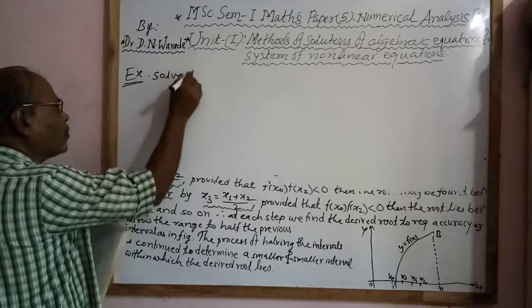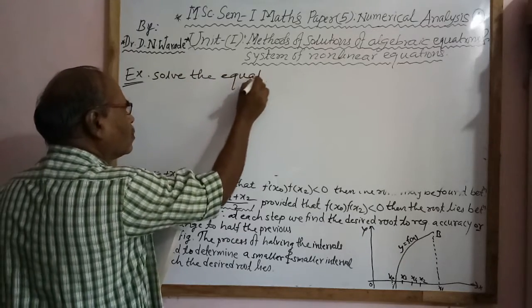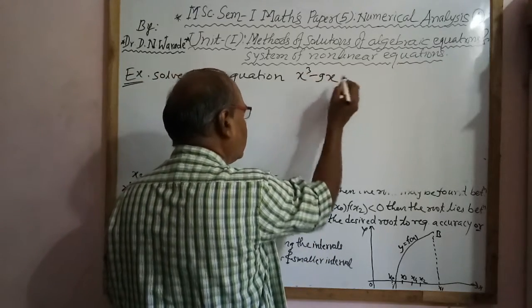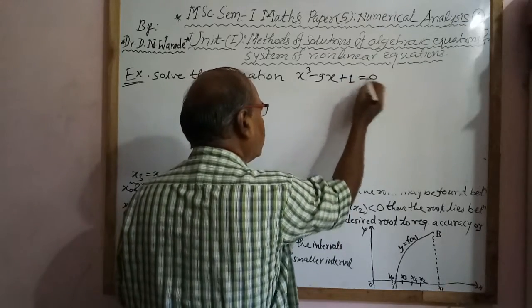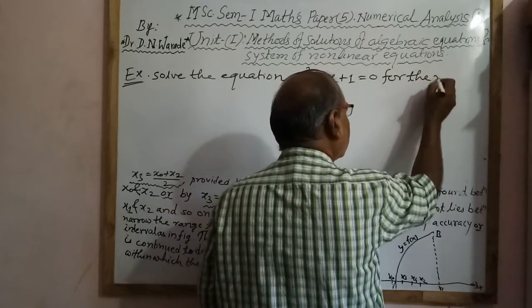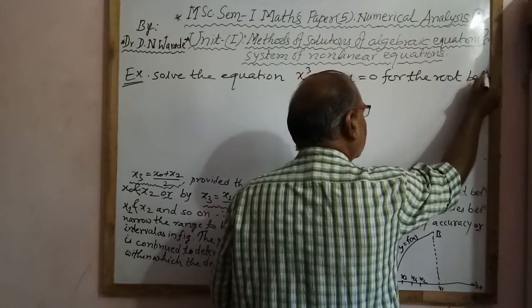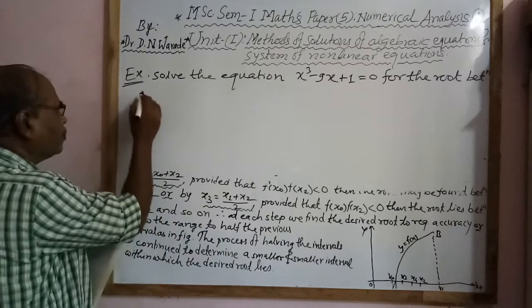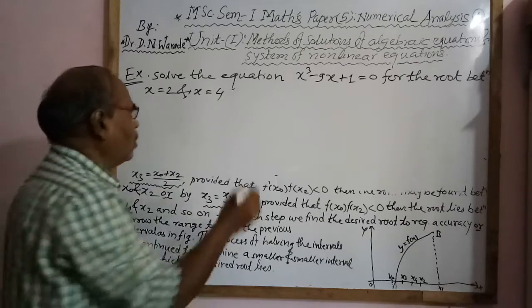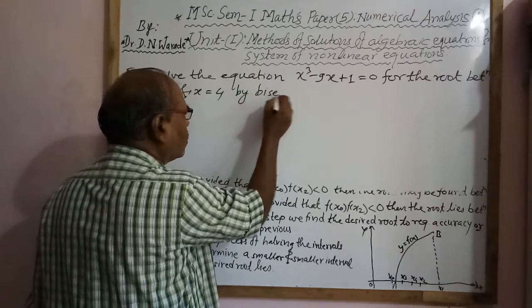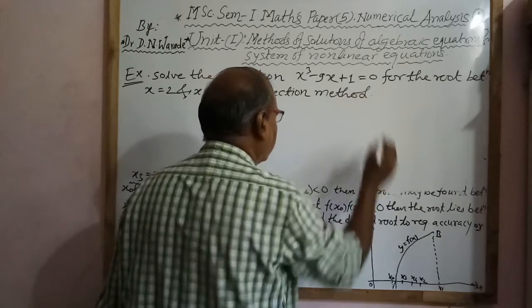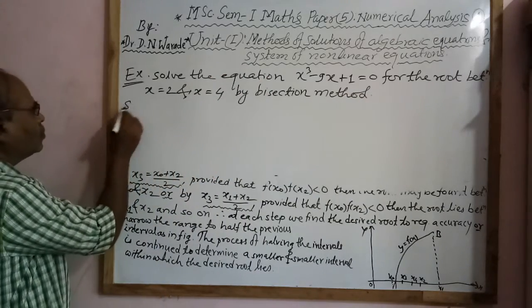Example. Solve the equation x cube minus 9x plus 1 equal to 0 for the root between x equal to 2 and x equal to 4 by bisection method. Solution.